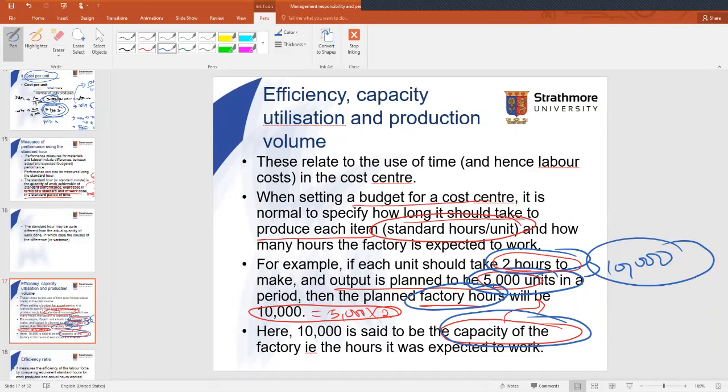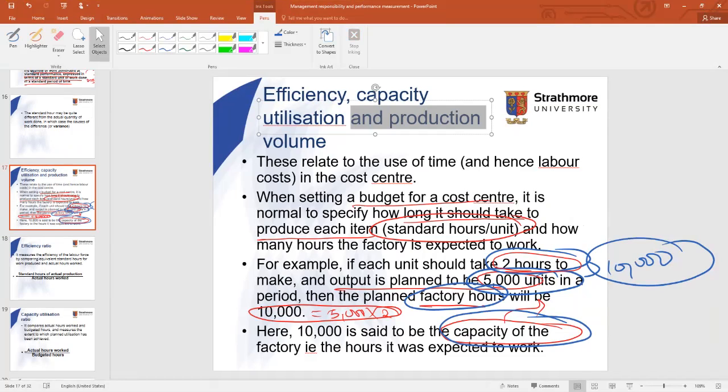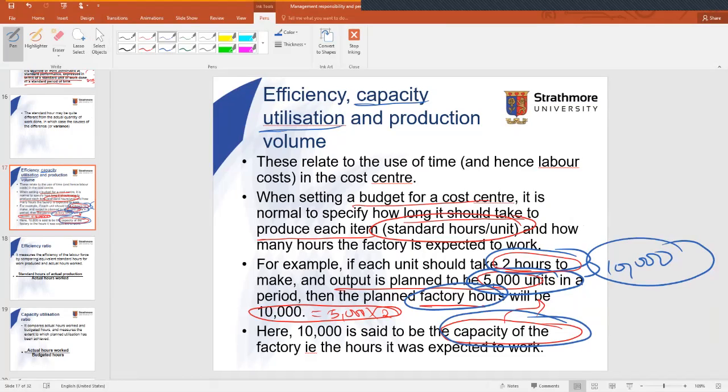Is it clear? Yes, it's clear. Great. Therefore the capacity of this factory is equal to 10,000 hours. Now capacity utilization simply determines, out of the 10,000 hours we had planned for, how many hours we have actually used. This is the number of hours we have at hand, but how many have we actually been able to utilize? That is capacity utilization. Let's continue.